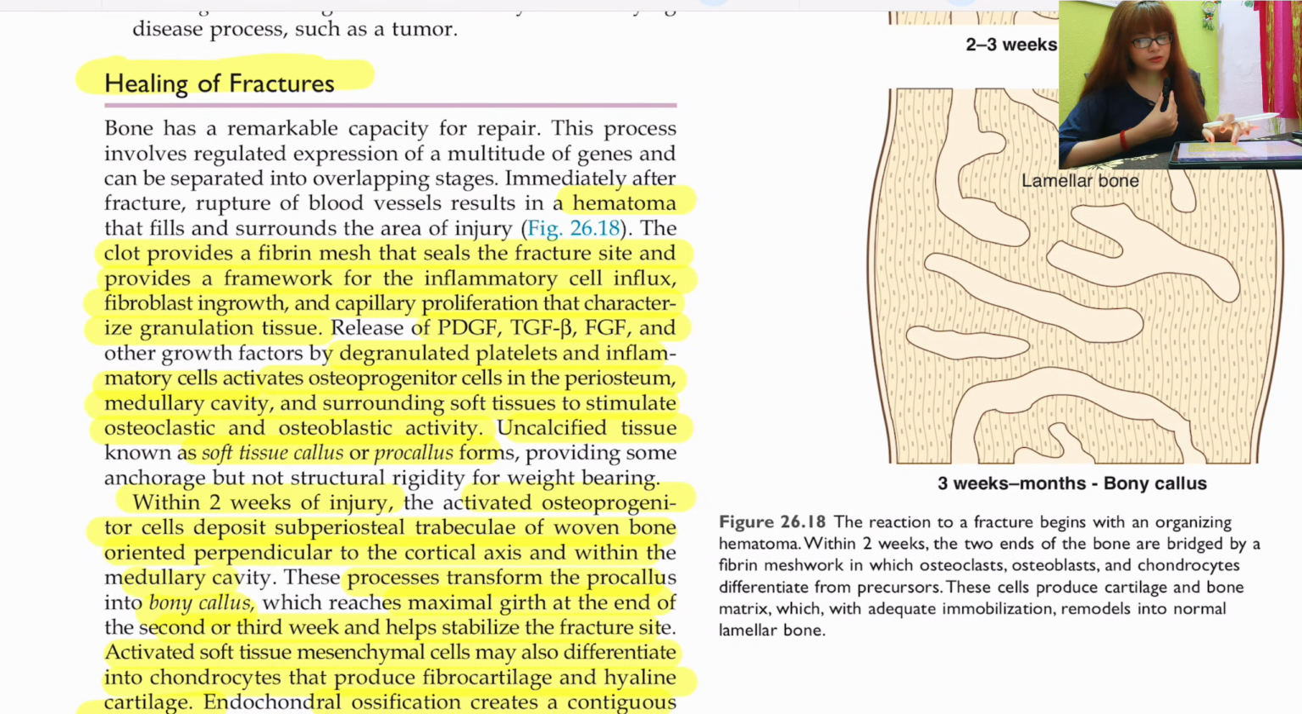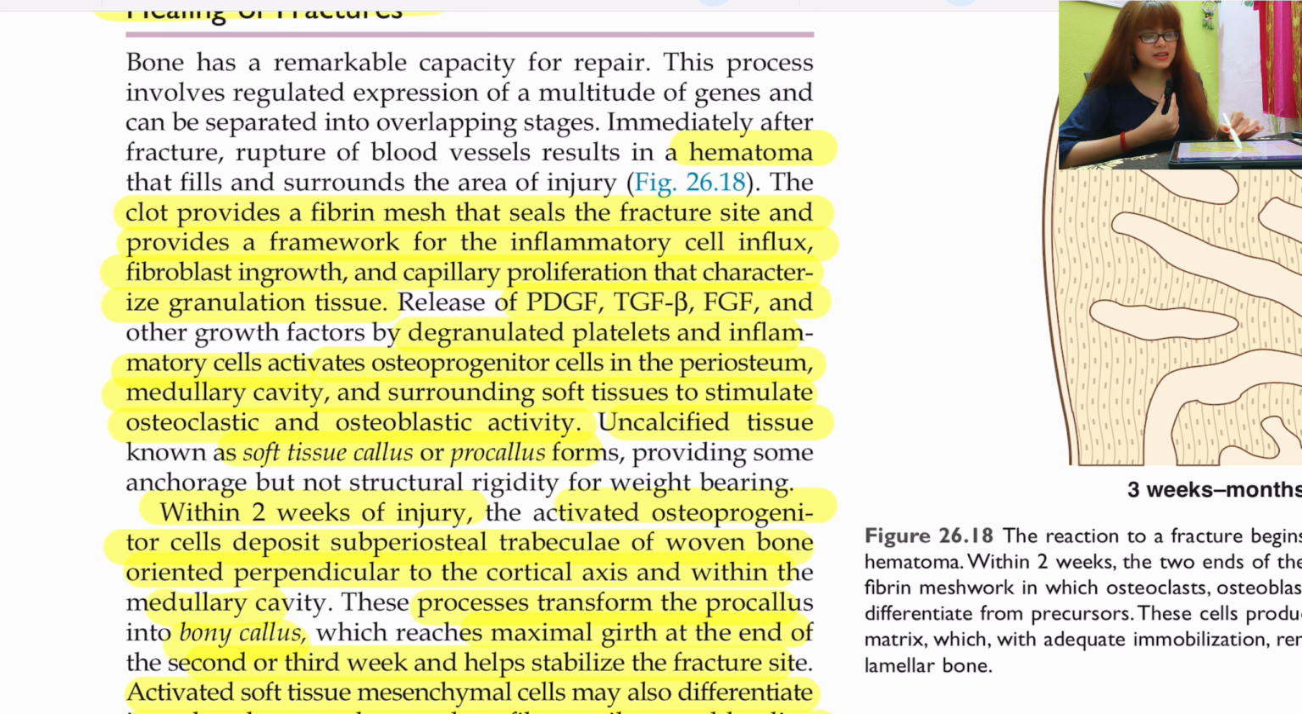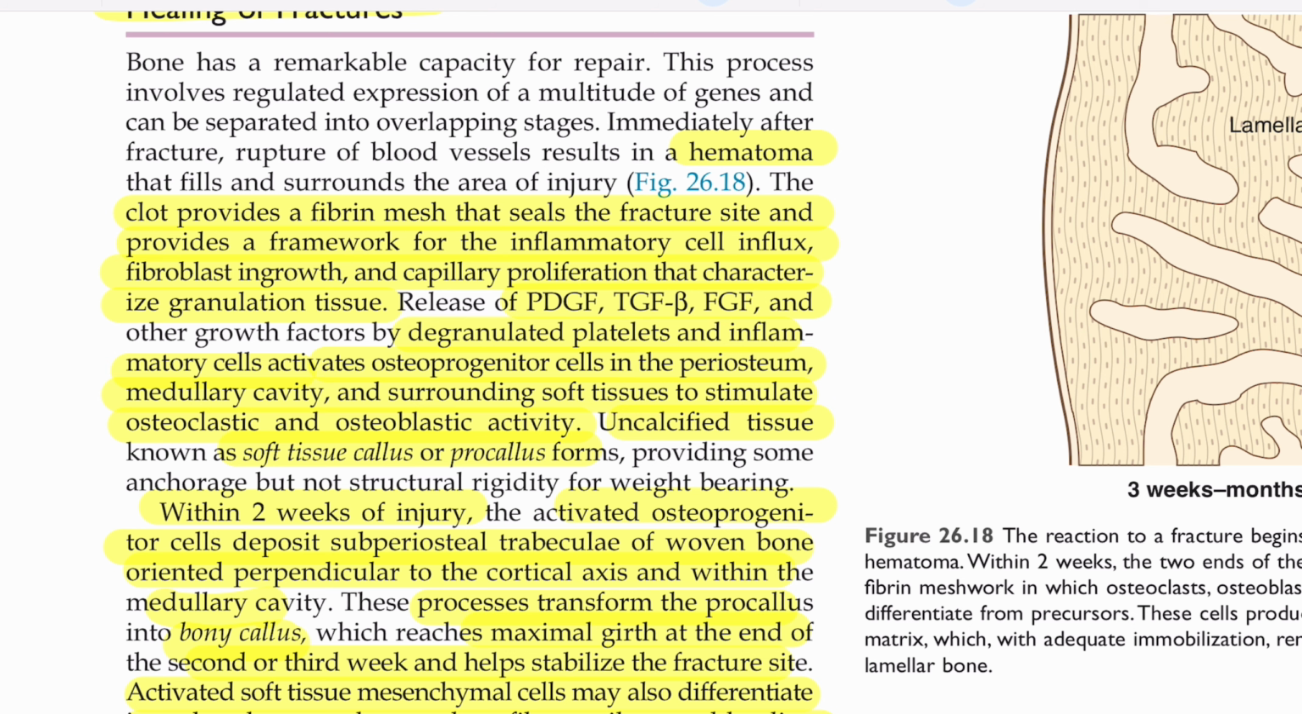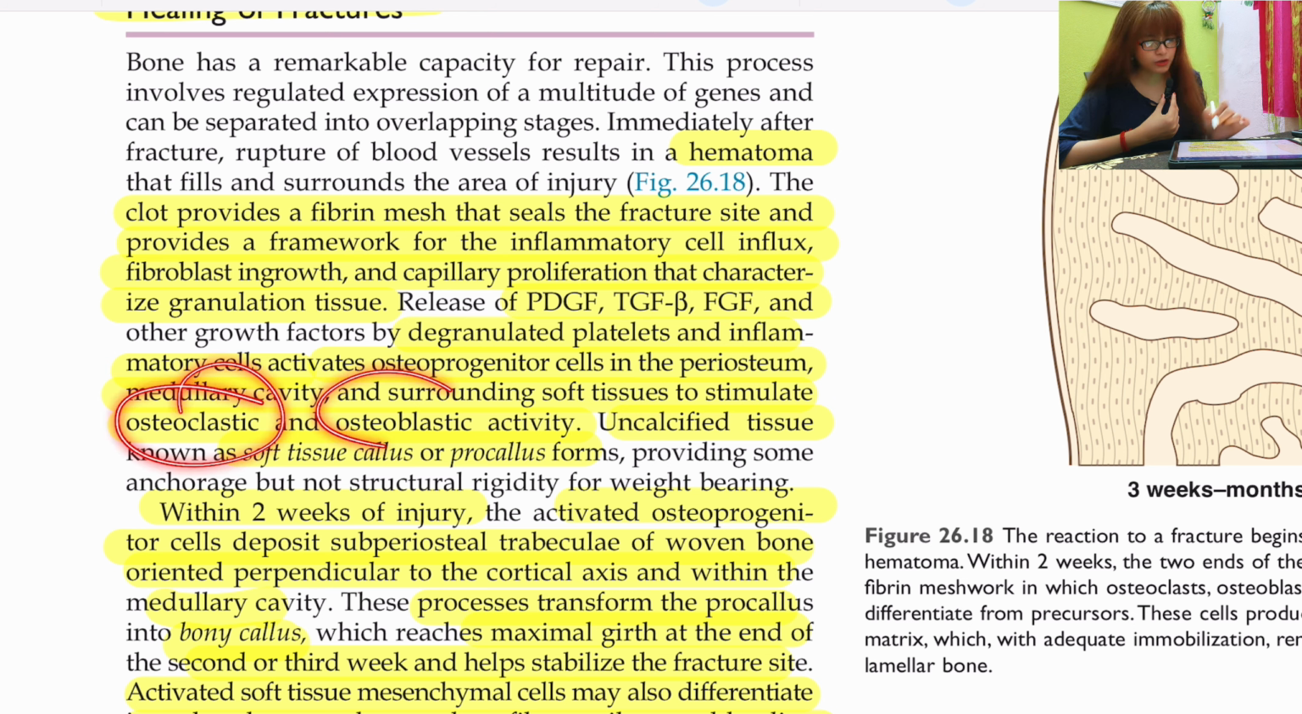Initially what happens is there's formation of something called a hematoma after the injury. This clot provides a fibrin mesh which seals the fracture site and provides a framework for the inflammatory cell influx, fibroblast ingrowth, and capillary proliferation that characterize the granulation tissue. So slowly there is formation of the granulation tissue, which will release PDGF, TGF beta, and FGF. These are released by the degranulated platelets and inflammatory cells, which will ultimately activate the osteoprogenitor cells, which will stimulate the function of osteoclast and osteoblast.